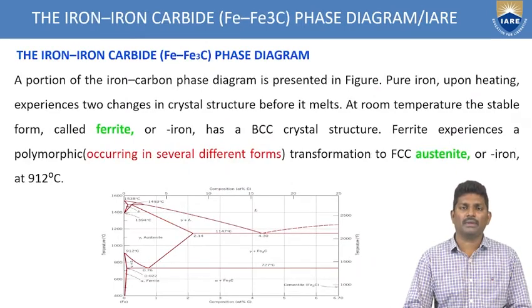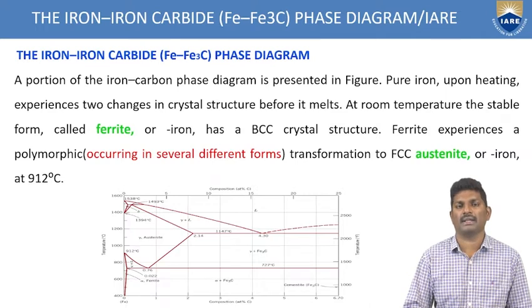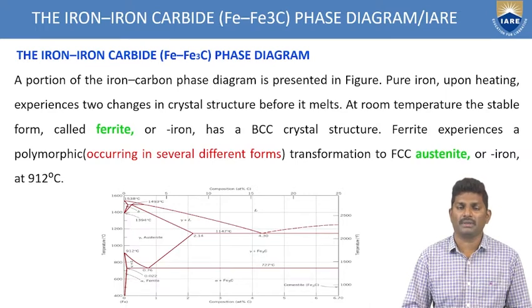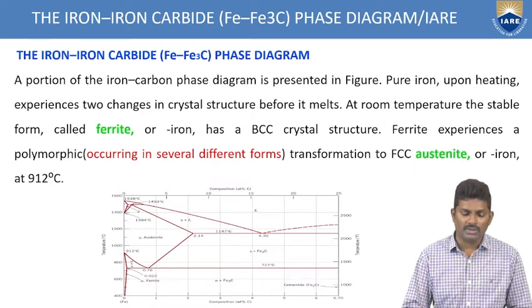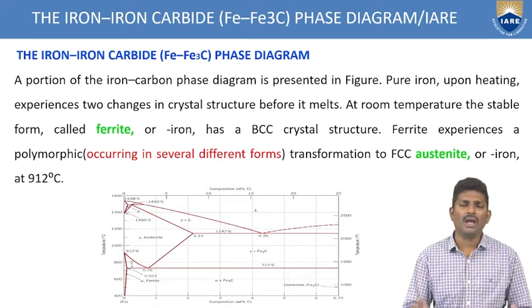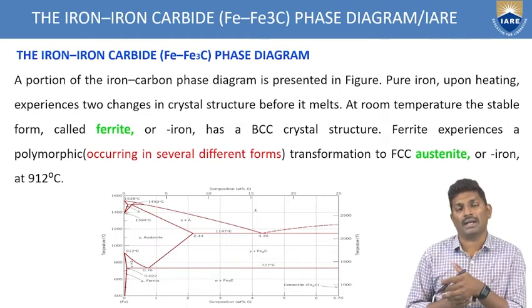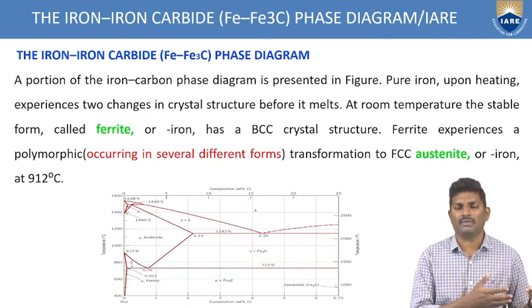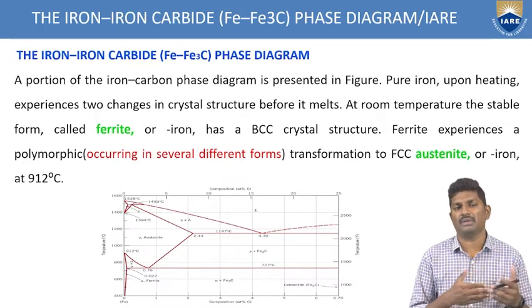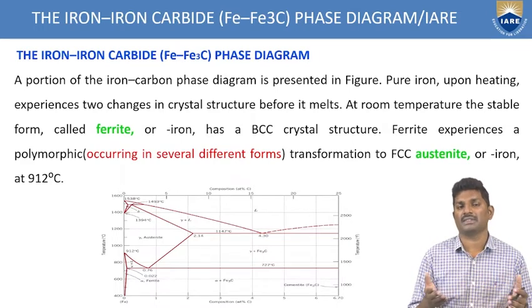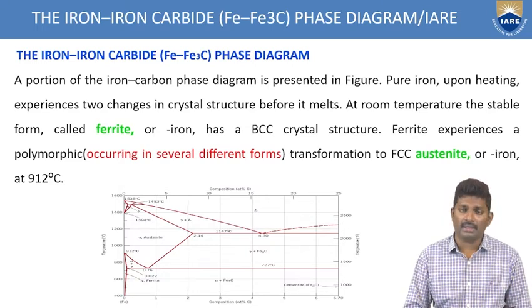And coming to the next important phase diagram, we have the iron carbide diagram. This is a very important phase diagram that we are seeing. Here, how this iron is changing to a carbide, with variation of temperature and with variation of composition, how it varies with different phases, we will see in this phase diagram.